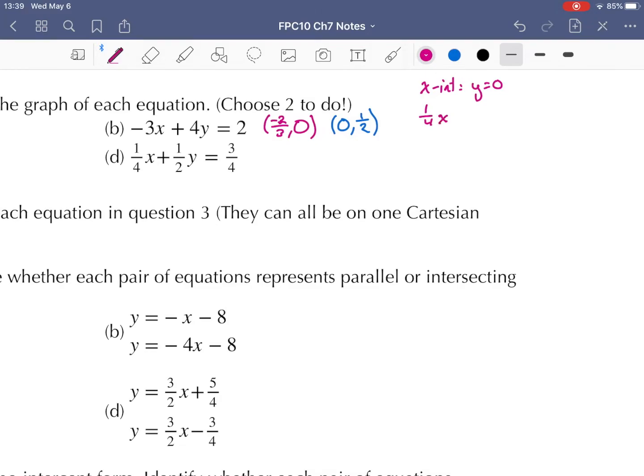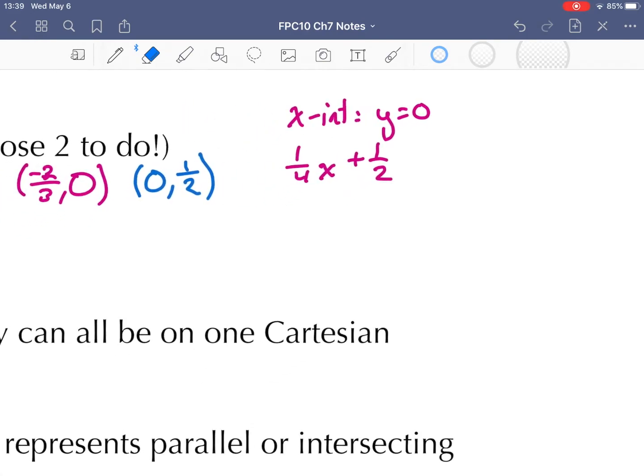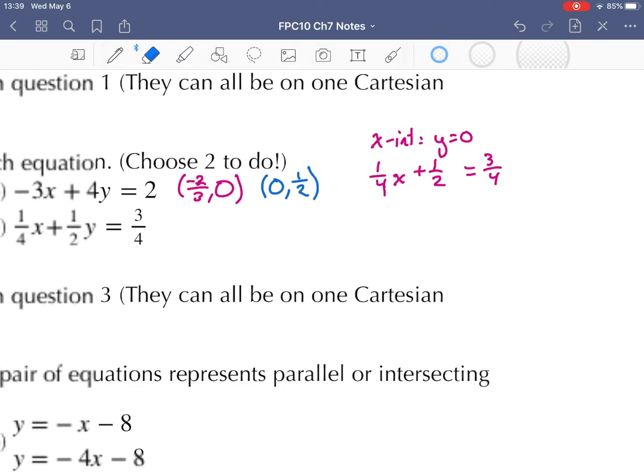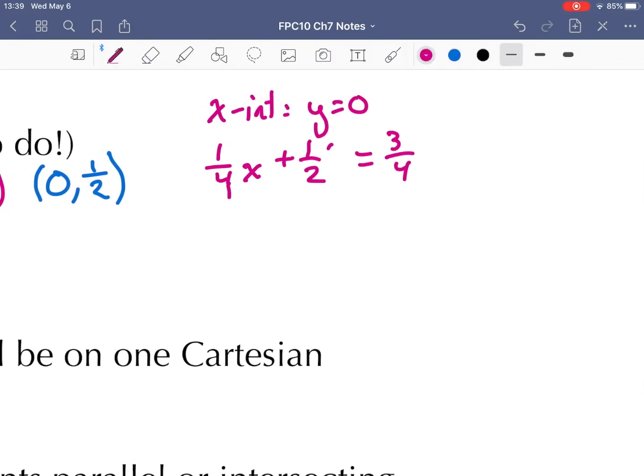To figure out my x-intercept, I put y equals 0 in. So I take my equation, 1/4 x plus 1/2 y is equal to 3/4. Oh, what am I doing here? I'm supposed to put 0 in for y. I'm supposed to substitute 0 in for y, and I'm not. So this term is going to be eliminated.